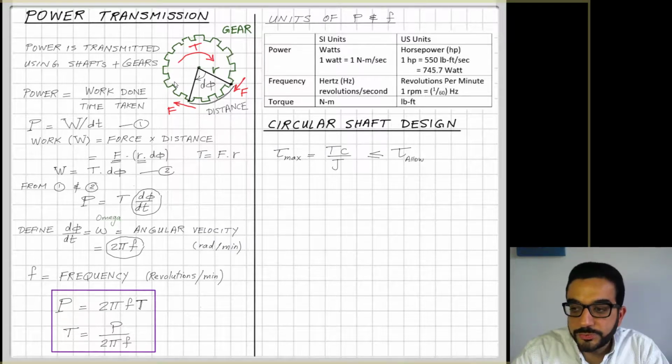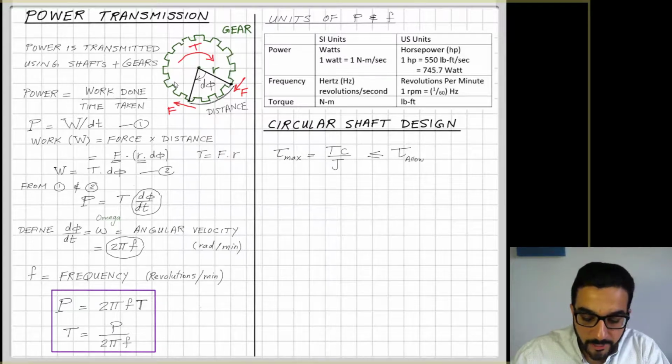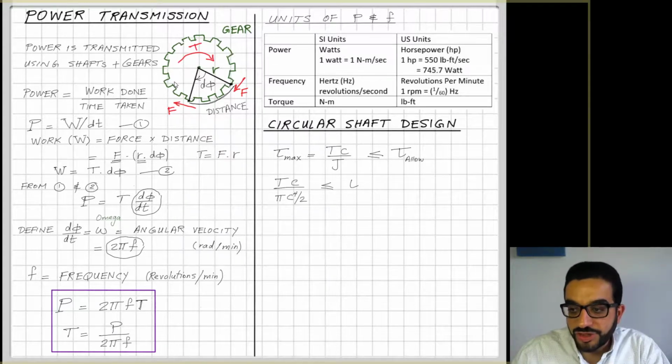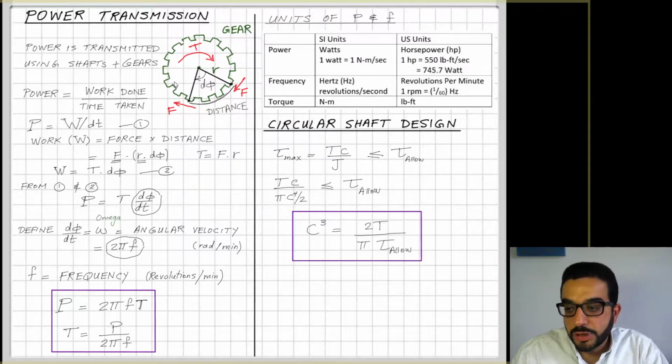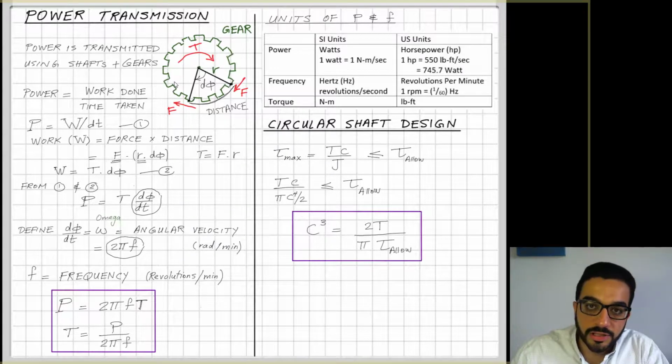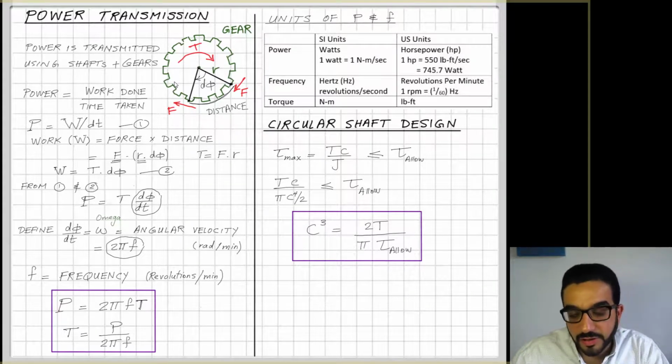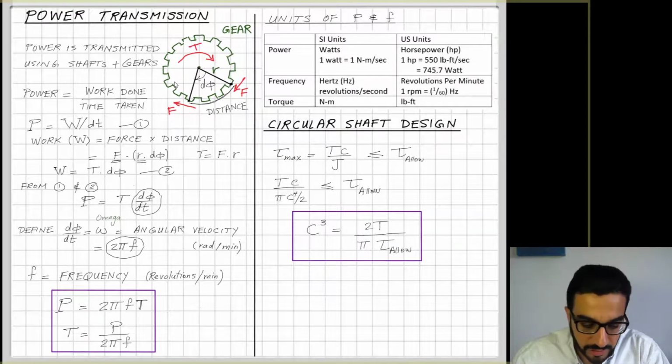So tau max would equal Tc over J, and this tau max at the outer point, at the skin of that shaft, should be less than tau allow. If we break down J, pi c to the power 4 over 2, now I can directly calculate the radius of the shaft. So I don't have to do all these steps over and over again because most shafts are circular. So why not have a generic formula here: if I am giving the torque in the shaft and I'm giving the tau allow for the material, I can size the shaft cross-section right away.